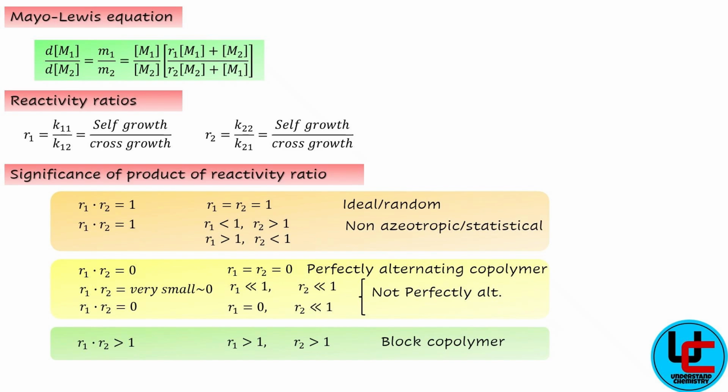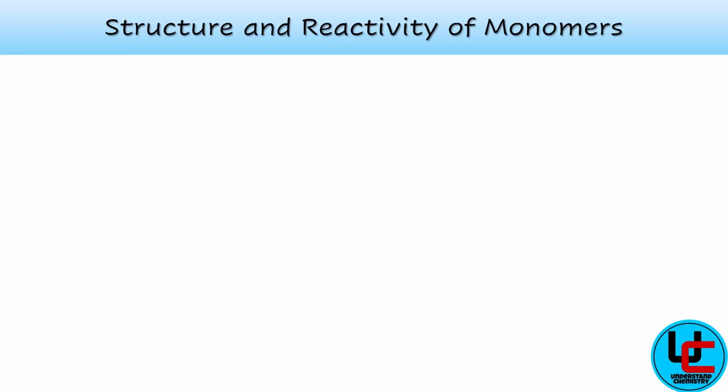So from this, we came to know that the reactivity ratio is a powerful parameter. It tells us what kind of copolymerization we can expect, but it does not explain why this happens. It does not account for the underlying chemistry, why one monomer prefers its own kind while another prefers the opposite. To understand the chemistry behind reactivity ratios, it is essential to look at the structure of the monomers themselves.